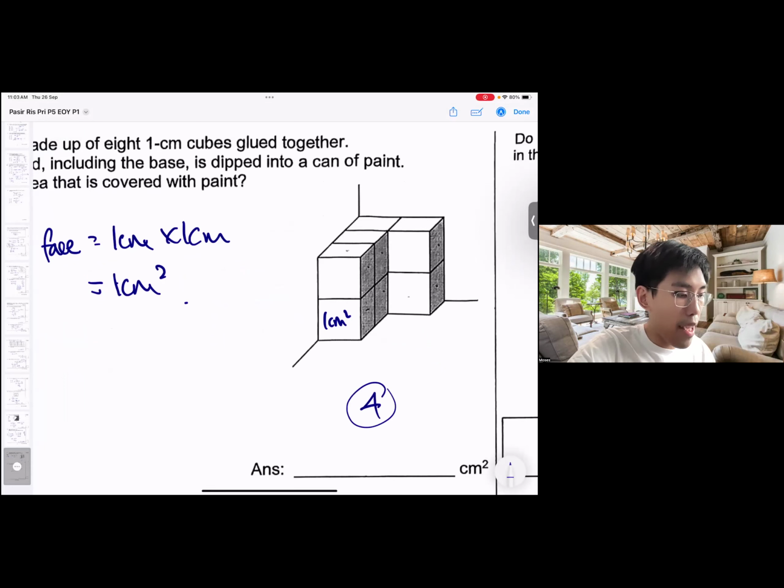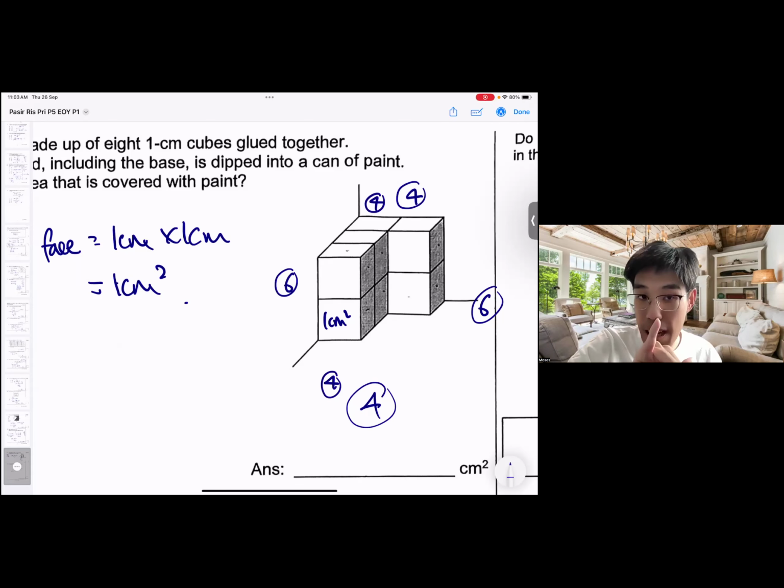Okay, we see from the back is also 4. We see from the right side is actually 6. We see from the other side is also 6. 6 as well. Then you see from the top is 4. The bottom will also be 4. So you see that as long as at the end of the day, I get all 6 numbers, I'm good to go.